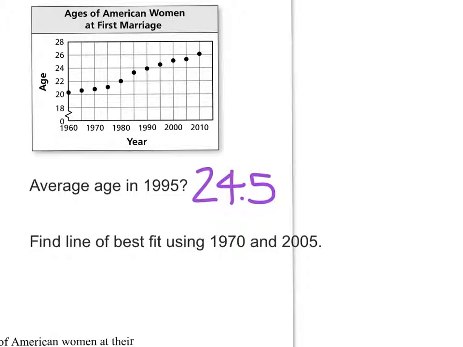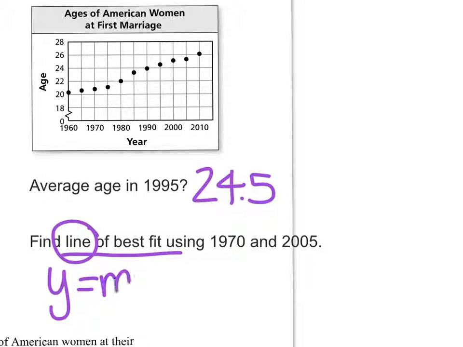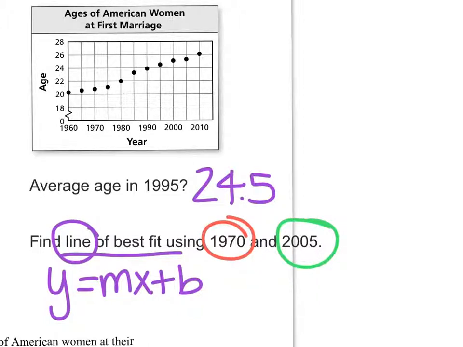And if they ask you to find the line of best fit, so notice it's a line, so we're going to be writing this in y equals mx plus b form using 1970, and we're also using 2005. Well, then we've got to come up with 2 points. So notice that our years are down here on the x-axis, so that means our first point is going to be 1970, and then the y value at that, so 1970 is here. The y value looks to be about halfway between 20 and 22, so we could say that it's 21.